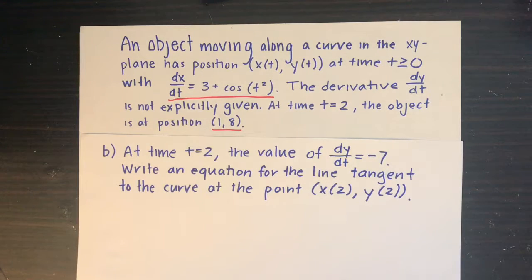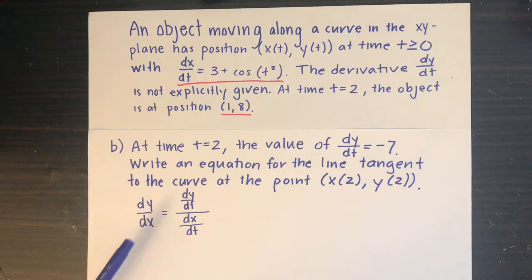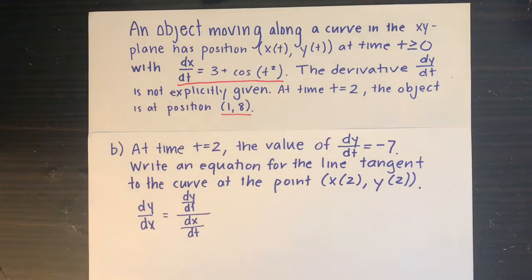So for part B, we are asked: at time t equals 2, the value of dy/dt equals -7. Write an equation for the line tangent to the curve at the point x of 2, y of 2. We know for vector problems, the way to find the derivative is by taking the derivative of the y value and relating that to the derivative of the x value. So you just divide to do that, and it's pretty simple.